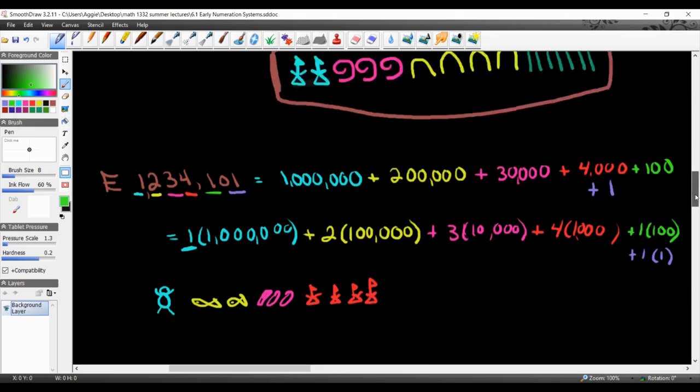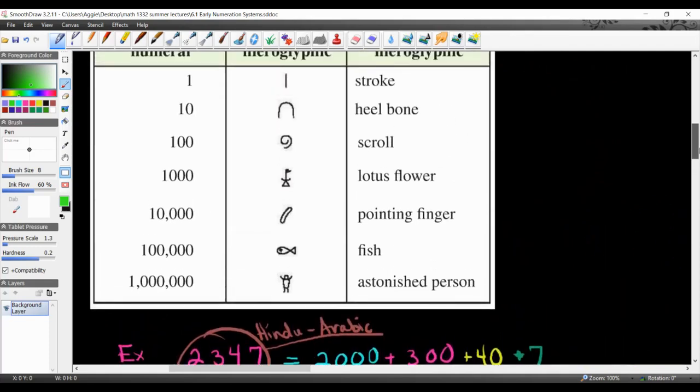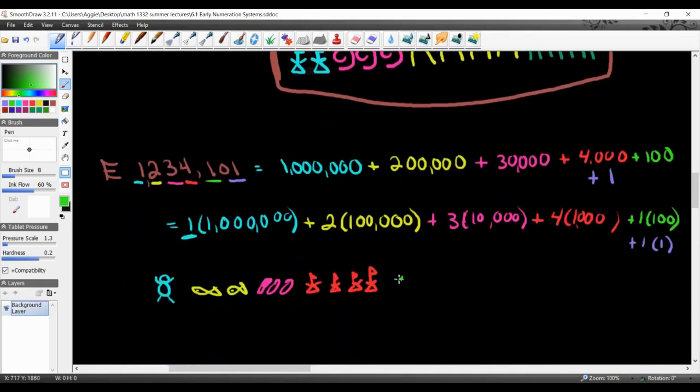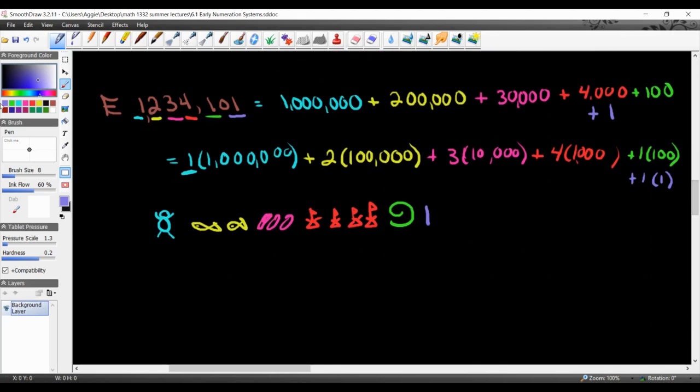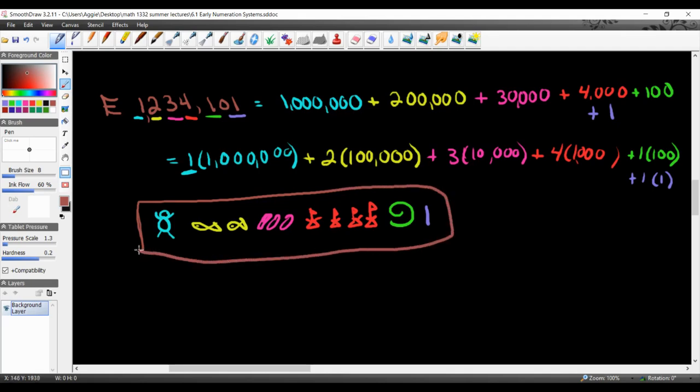Plus 100. So 100 is the scroll, so it's going to be this little scroll. That one's nice and easy to draw. And then we have the ones. We just have 1. So there we go. And so this number would be the same as 1,234,101. Let's see, there's my 1,000,000, there's my 200,000, there's my 30,000, 4,000, the 100, and the 1.